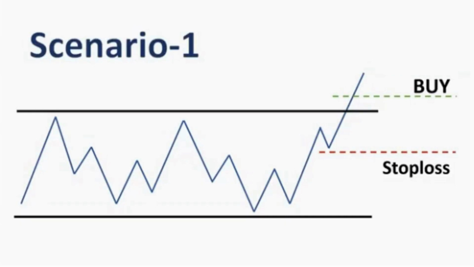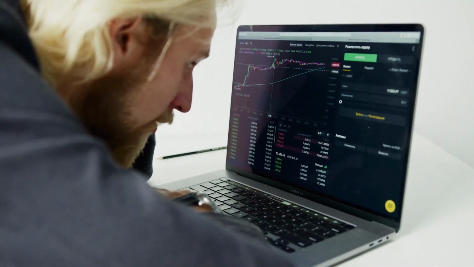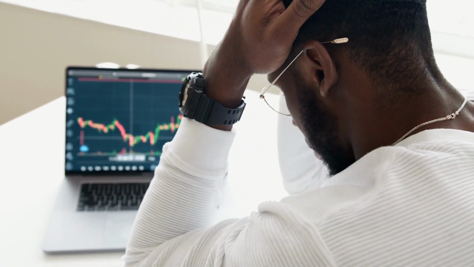But there is one problem, one drawback of this scenario. That is, the difference between the entry point and the stop loss is very huge. That means the risk that you are taking in this trade is very high. So in this type of scenario, it is very difficult to manage the risk. If the stock moves in your direction, then it's absolutely fine. But if the stock takes a reversal or sometimes gives a false breakout, then you will incur a huge loss despite having a stop loss.